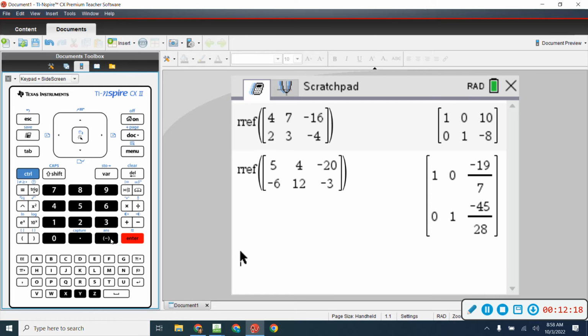It gives me fractions. It's okay that it gave you fractions as long as you have your identity matrix on the left, which I do. Okay, so I'm going to copy that down.